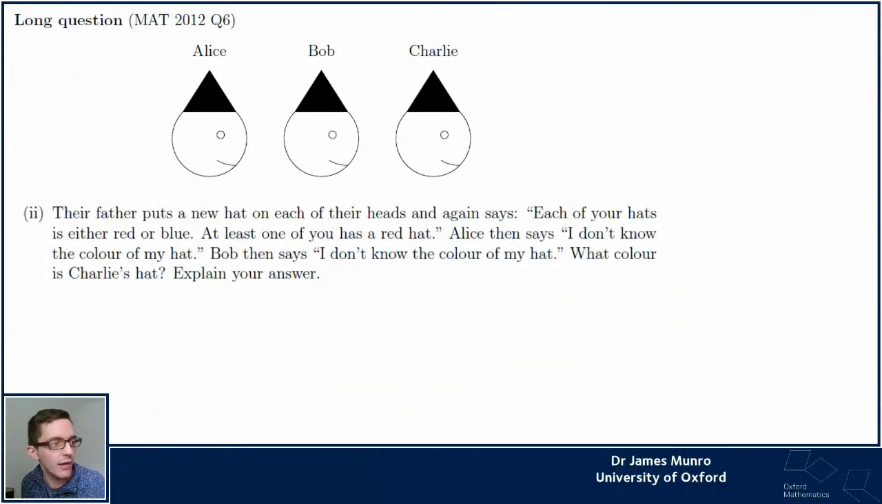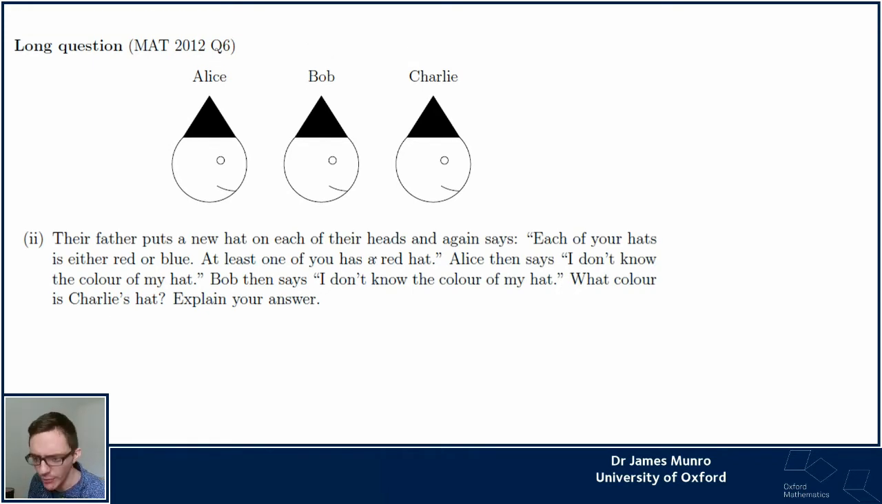The way I read this, I was thinking about the link to the previous part of the question. And the previous part of the question is kind of the opposite, right? Previously, Alice said that Alice knew the colour of Alice's hat, right? That was part 1, wasn't it?